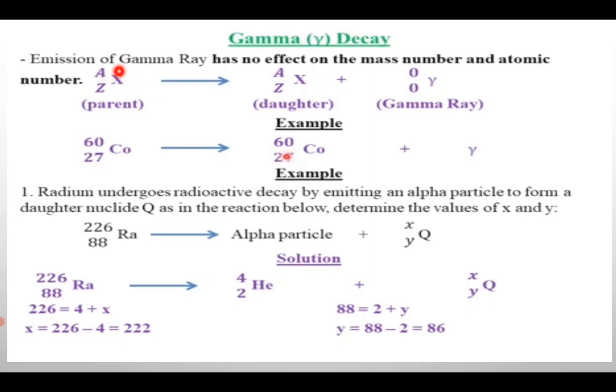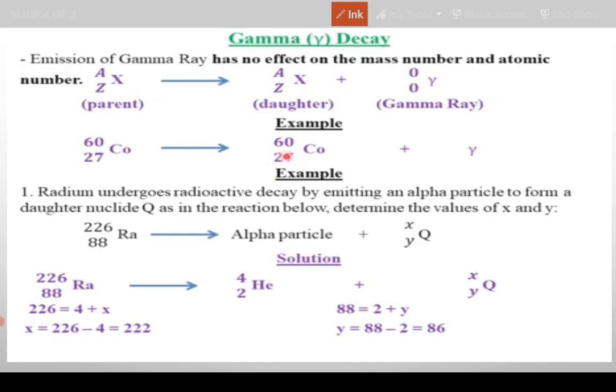Let's say, for example, we have a nuclide X with mass number of A and the atomic number of Z, which is emitting a gamma. Remember, gamma is like this. So we are removing gamma from it.